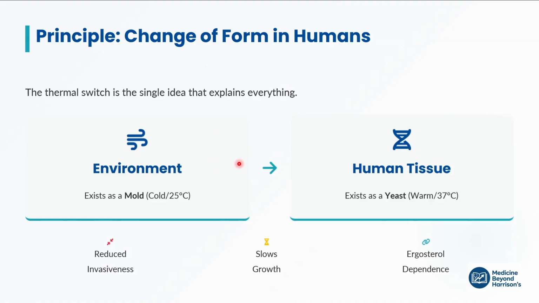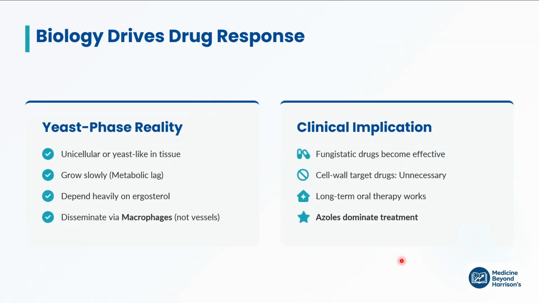In the environment, at a cold 25 degrees Celsius, it exists as a mold. Inside human tissue, at 37 degrees Celsius, it exists as yeast. Because of this, it has reduced invasiveness compared to mucorales, slower growth, and less ergosterol dependence for its replication. So ergosterol dependence makes it an ideal bug that can be treated with the azole group of antifungals. So the biology drives the drug response.